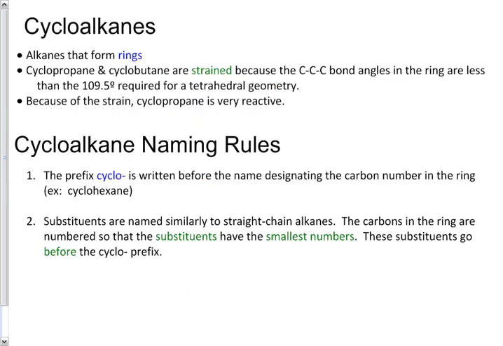Now, cycloalkanes are alkanes that form rings, meaning instead of a straight chain, you would loop back and connect the carbons in a ring structure. To name them, you use the prefix cyclo to indicate that it is a ring structure. So instead of saying propane, you would say cyclopropane or cyclohexane, etc. Substituents are numbered the same way you would. However, if there's only one substituent, we'd call that carbon number 1, and there's no reason to say it.